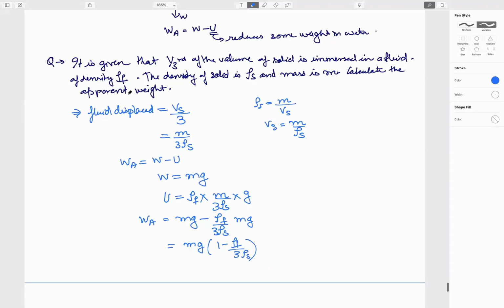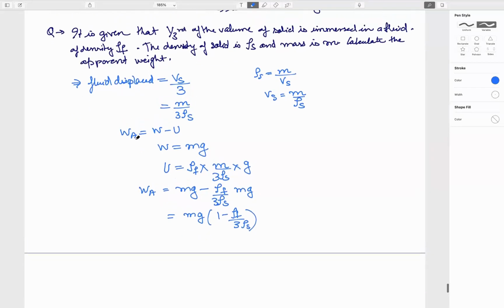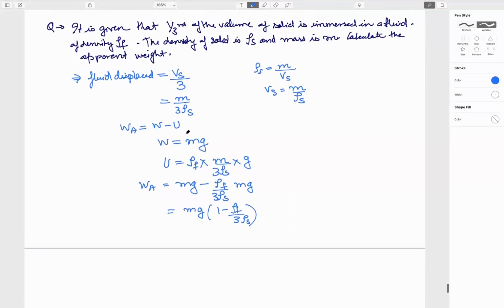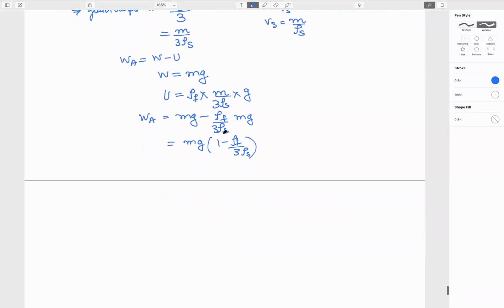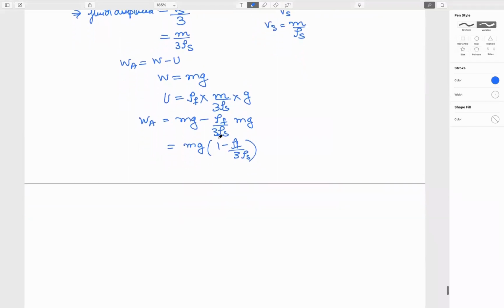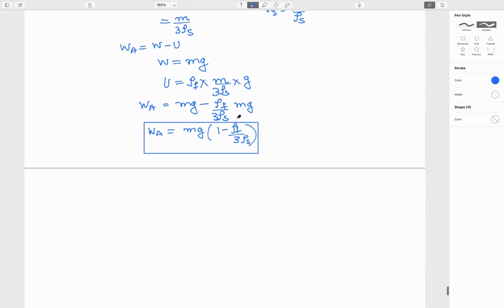The volume of the solid is not given, so we calculated it using the density and mass. Then we calculated the apparent weight, which is nothing but the actual weight minus the upthrust. The actual weight is mg, so that is mg minus the upthrust. So the solution to this is this. Okay, I hope you understand this.